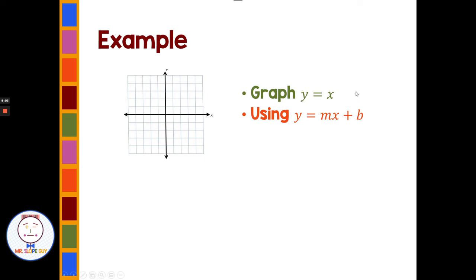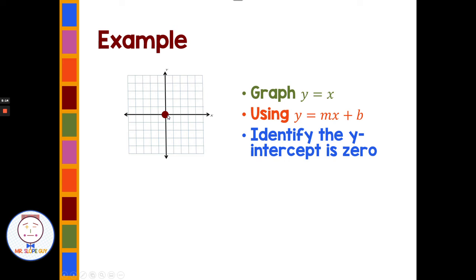Now, there's no number out here at the end, so I could put a +0 there without changing the value, or I could just realize that if I don't have a number here at the end, it's crossing at the origin. So I need to identify the y-intercept as 0, and then I'm looking for the number in front of the x. Well, every time I have just a variable like just x, it really has a 1 for the coefficient and a 1 on the exponent.